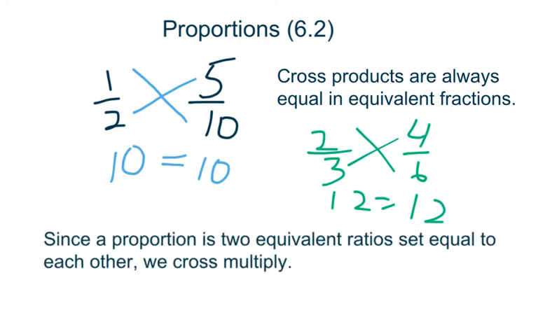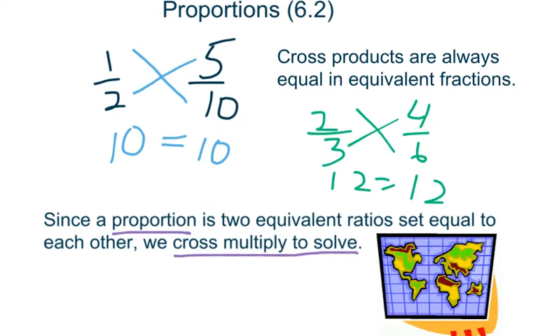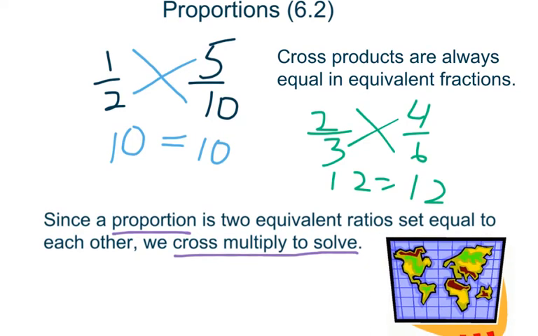So since a proportion is two equivalent ratios that we set equal to each other, we just cross multiply to solve. So if you know things are proportional, then you just cross multiply. And maps are supposed to be proportional. And they even have scales on them if you look.